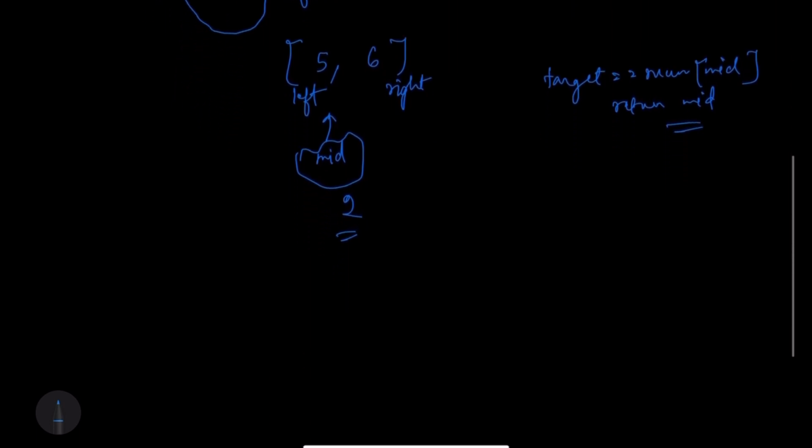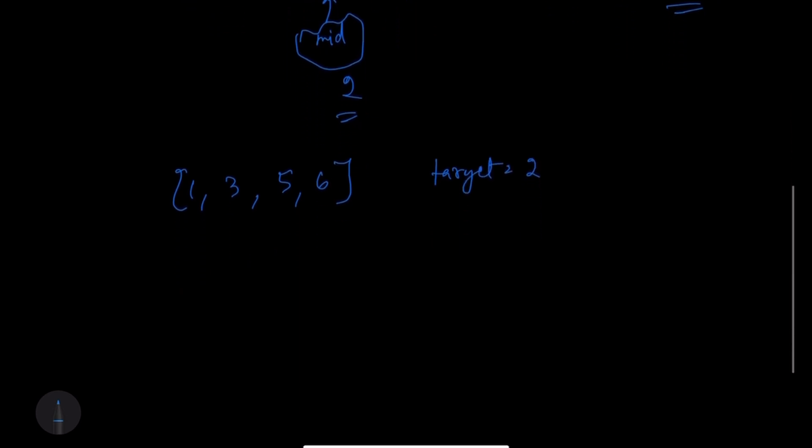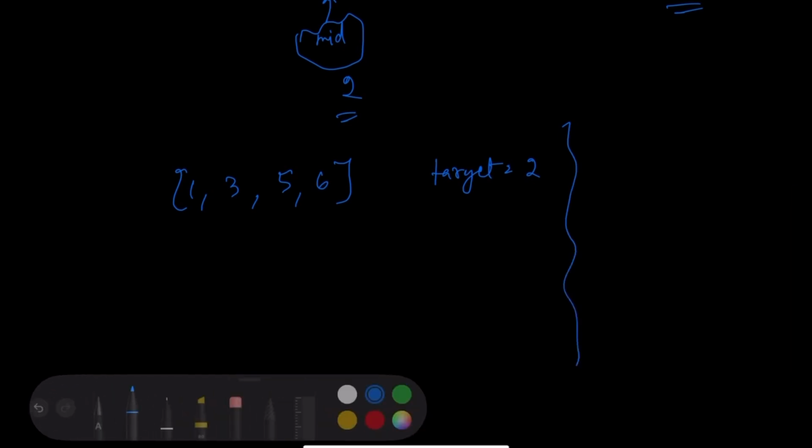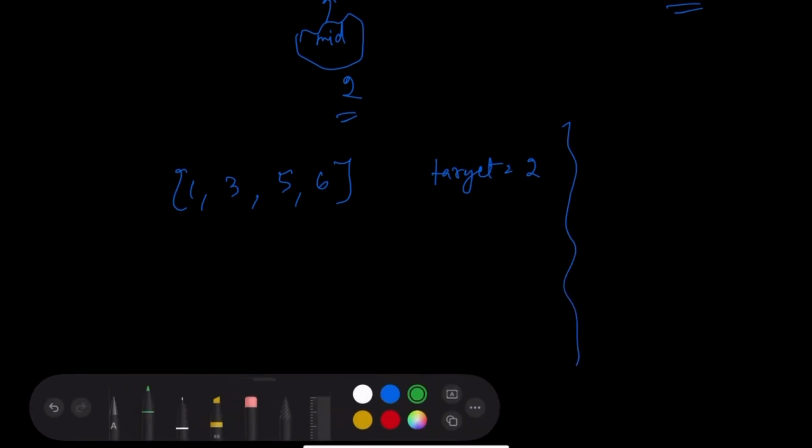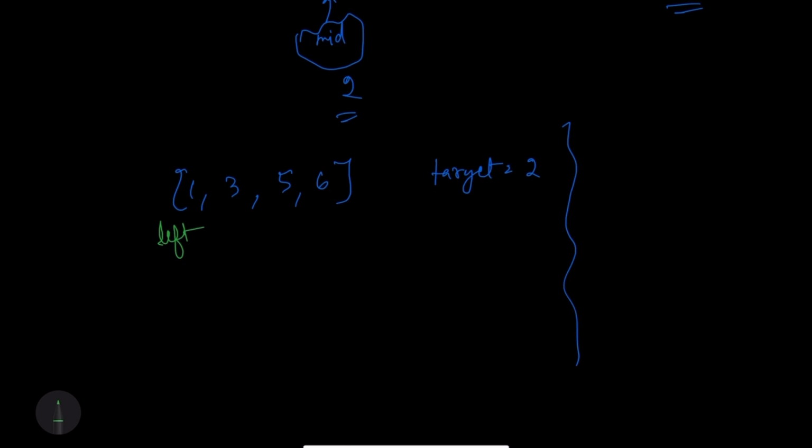Now if we see another example, which is the same one, 1, 3, 5, 6, and our target is 2. Now we have to insert our target. So what we will do is, this will be our left, this will be our right, this will be our mid. So we will do the check.